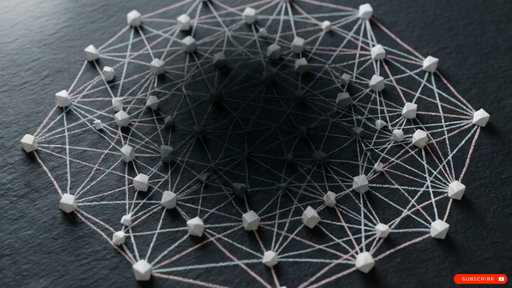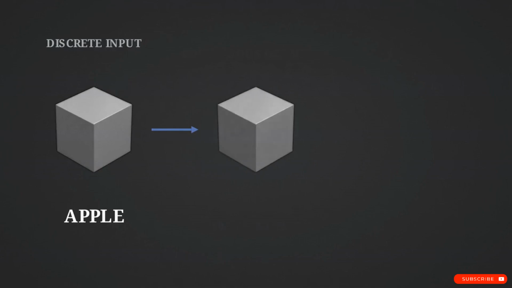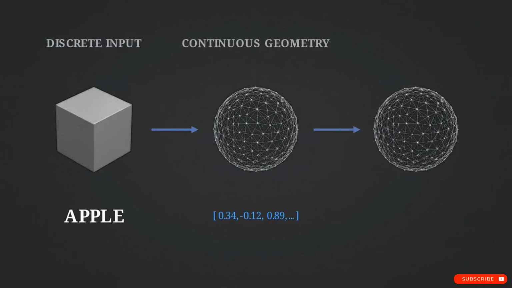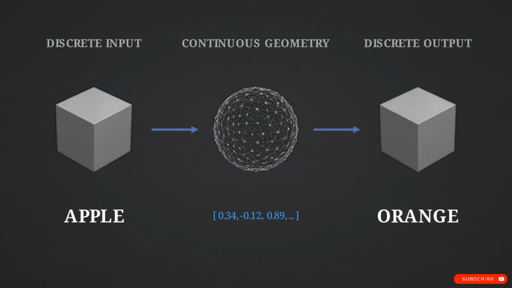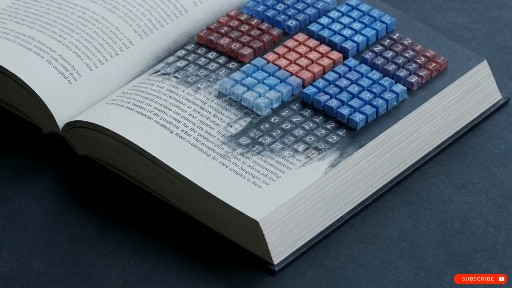We will eventually look at the hidden layers in the middle of this pipeline, but first we need to map the outer boundaries. We need to see exactly how discrete words become continuous geometry at the start, and how that geometry collapses back into text at the very end. There is no magic happening inside these networks. It is a strict mathematical pipeline that translates human language into linear algebra.